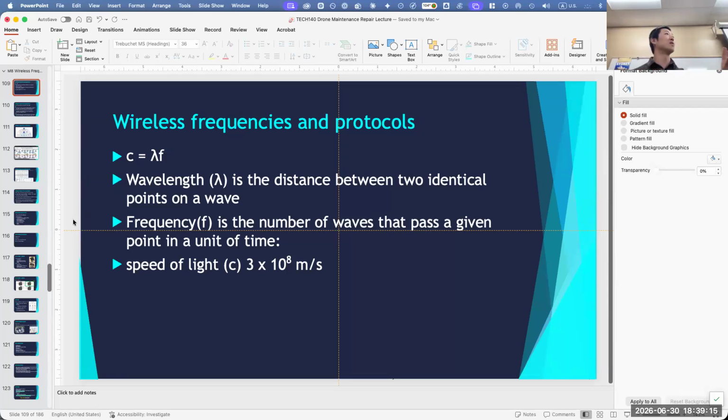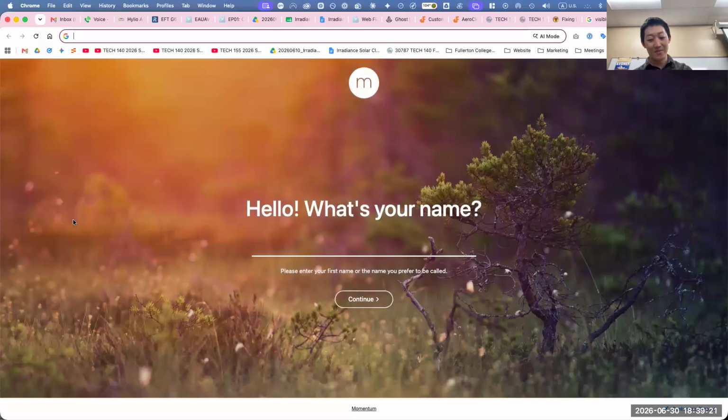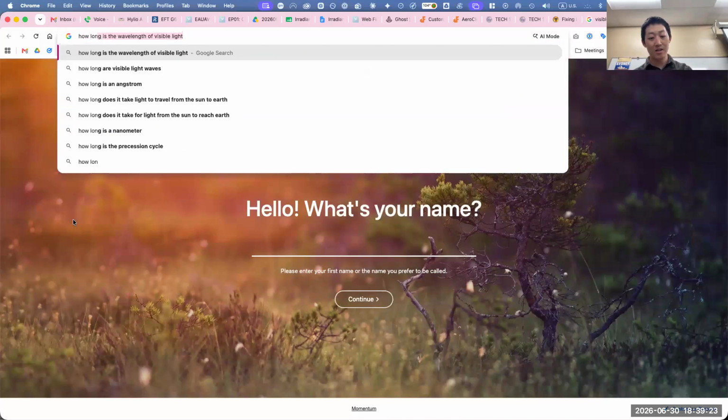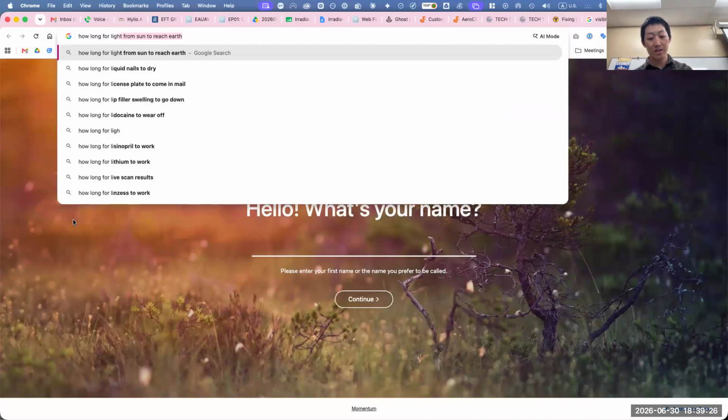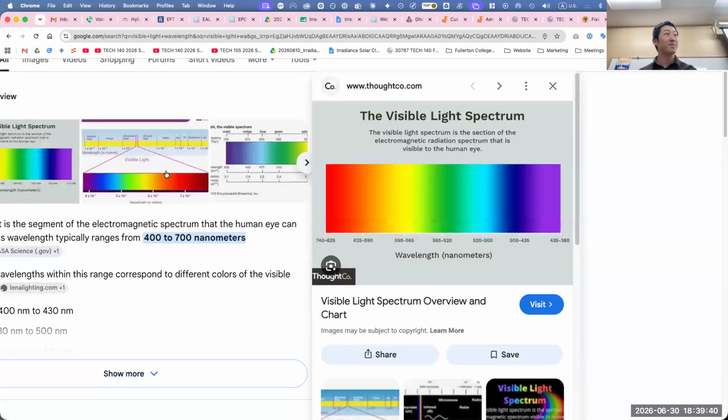So I think if you were to assume you can have the light go around the world, I think it'll just take a couple seconds to go around the entire world. Let me see. I want to know now. How long for light to go around the world? Oh yeah, I'm sorry, even less. 0.13 seconds. Okay, that's how fast the light is. Just 1 second. Yeah.